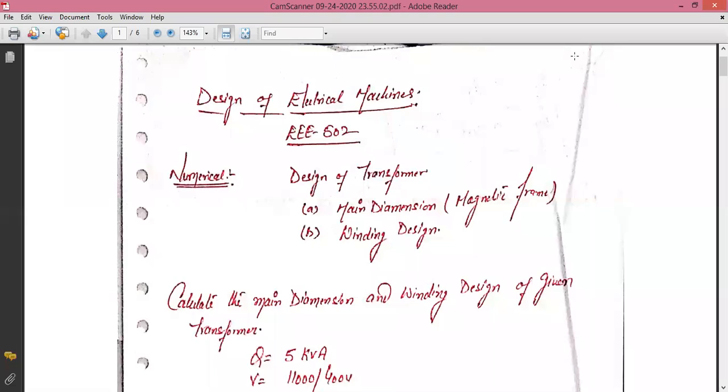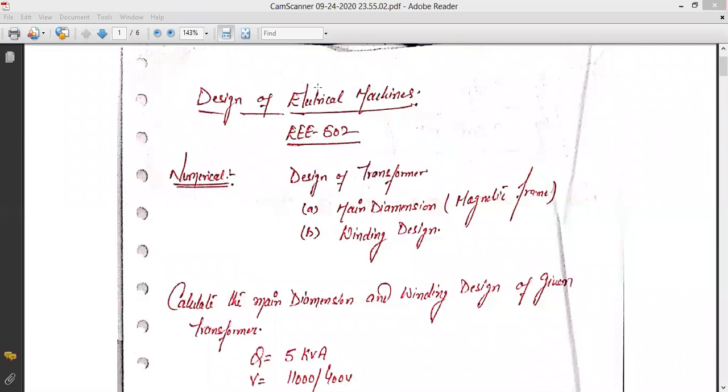Today there is another numerical, and this numerical is basically based upon the design of transformer. In the design of a transformer, you have to design two main things. Number one, you have to calculate its main dimension, that is, you have to calculate its magnetic frame. And the second part, you have to calculate the winding detail or the winding design. What we have to calculate in the winding design, we will discuss in this numerical.